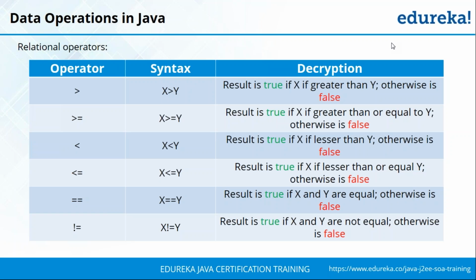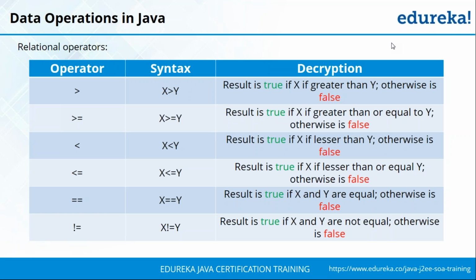Now when you perform a greater than operation, the result is true only if x is greater than y, else it returns false. So this basically gives you a boolean value as the output. All your relational operators give you a boolean output. You need to remember that. Similarly, greater than equal to, if your value of x is greater than or equal to y, then it returns true, else it returns false. So here you have an additional equal to value. Same for lesser than and lesser than equal to.